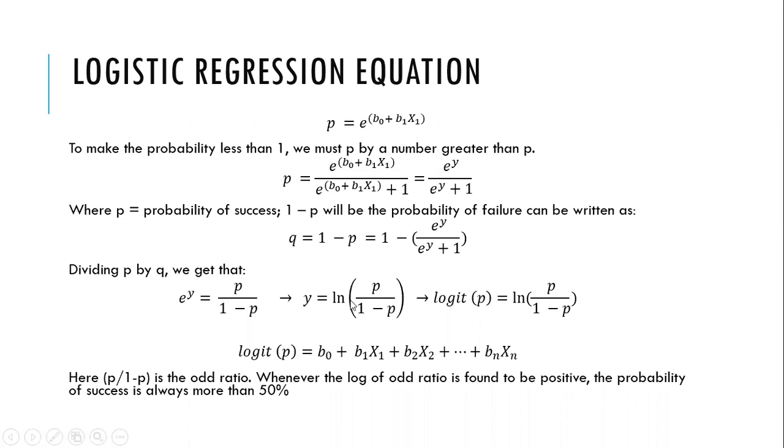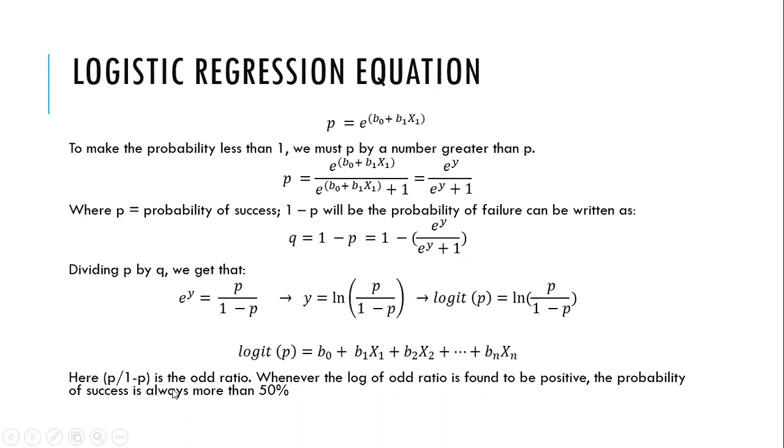Basically, if we take the natural log of this portion of the equation and the natural log of this portion of the equation, we get this part here. So in terms of probability, we can say that the logit of p is equal to the natural log of p divided by 1 minus p. And all we're saying is that this logit is equal to b0 plus b1x1 plus b2x2 all the way to bnxn. So that's basically the y equation here.